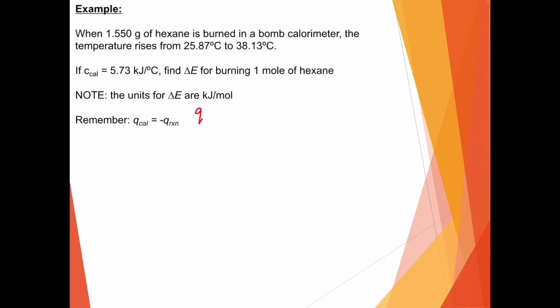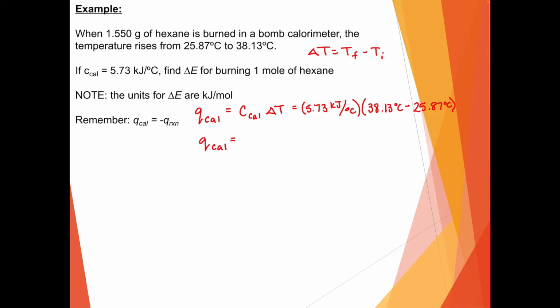So given this information, we can go through and calculate the energy that was absorbed by the calorimeter. So our Q of the calorimeter is going to equal our calorimeter constant times our change in temperature. So we have our calorimeter constant, that's 5.73 kilojoules per degree Celsius. And remember, delta T is always going to be T final minus T initial. So our final temperature is 38.13 degrees Celsius minus 25.87 degrees Celsius as our initial temperature. So when we go ahead and math that out, we're going to get that our Q of the calorimeter, right, the energy that was absorbed by the calorimeter, is 70.2 kilojoules. And since that is the energy that's being absorbed by the calorimeter, we know that that is the energy that was lost by the reaction. So it's always going to be equal and opposite.